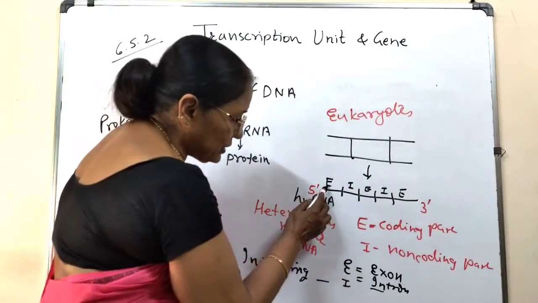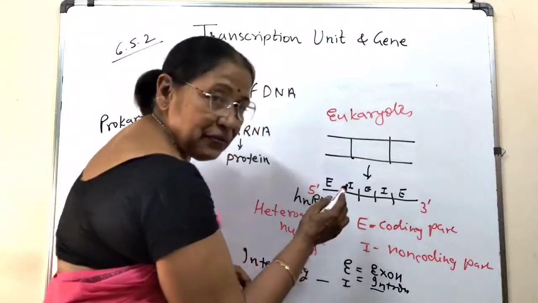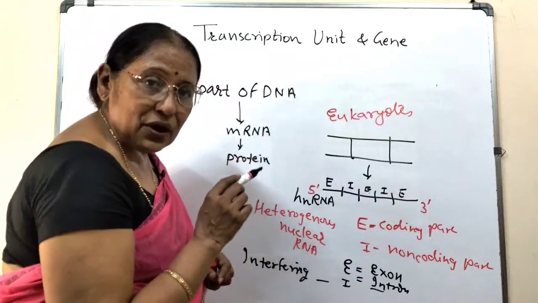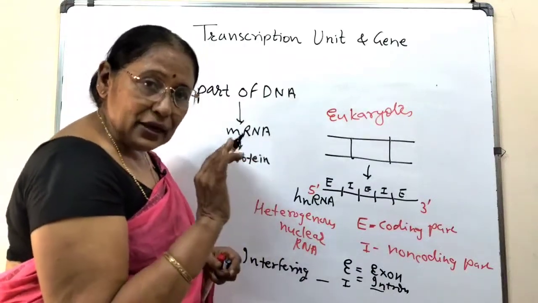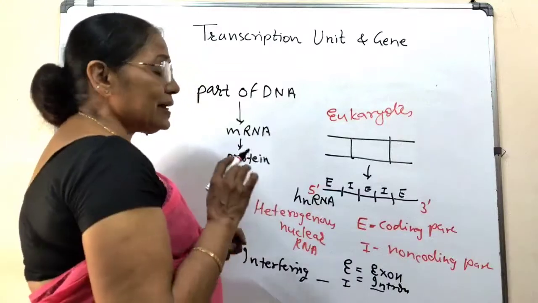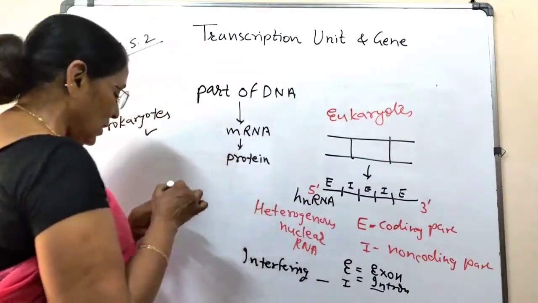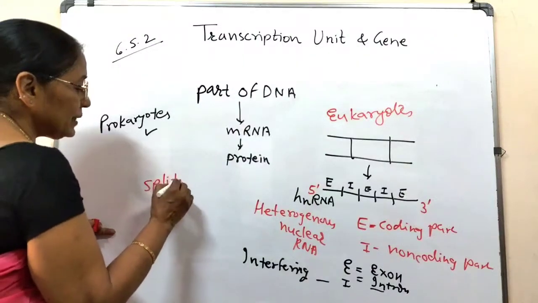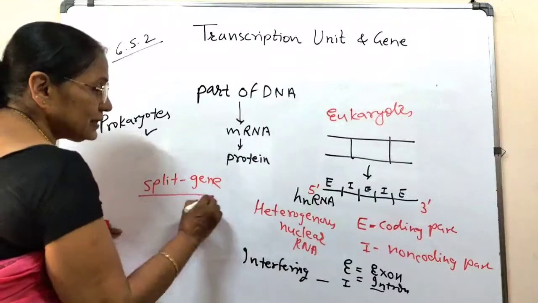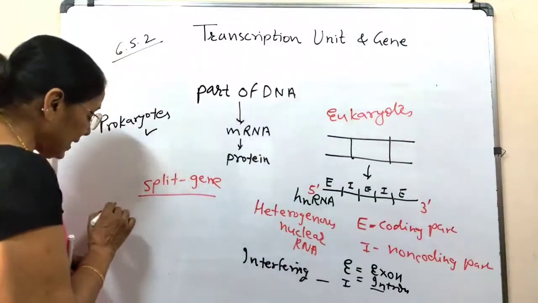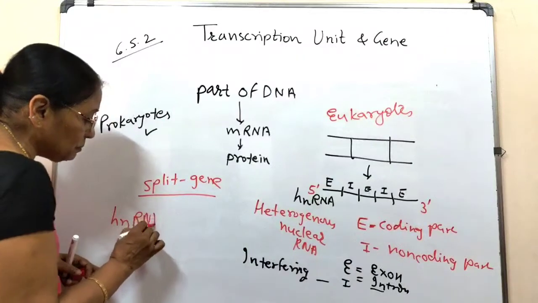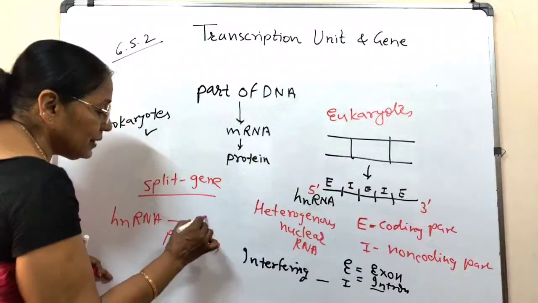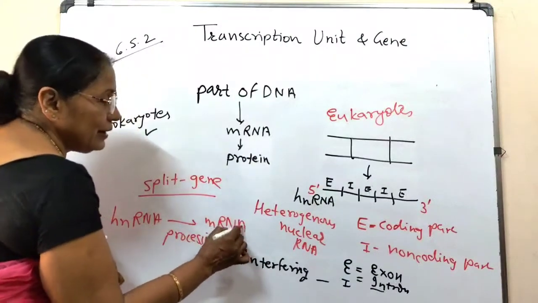Now you see here, this is exon, this is exon. In between there are the non-coding parts. If you start the process from here, it goes to the I, the intron, and stops. So this arrangement is called split gene arrangement, and this hnRNA needs processing so that it can be converted into active mRNA.